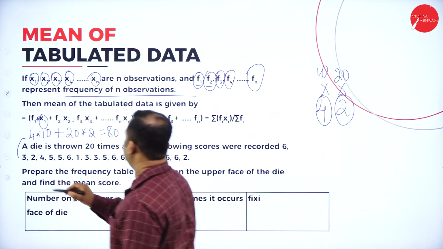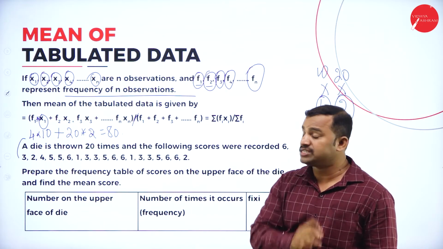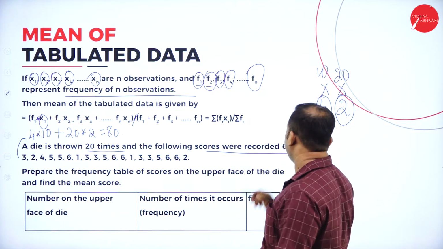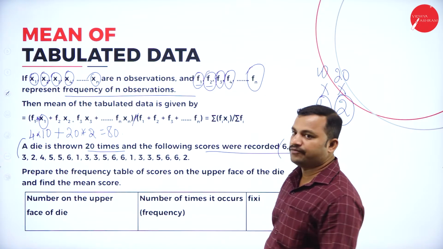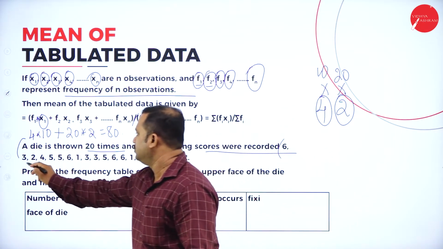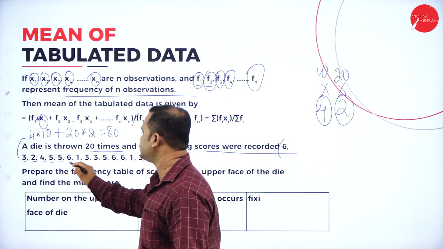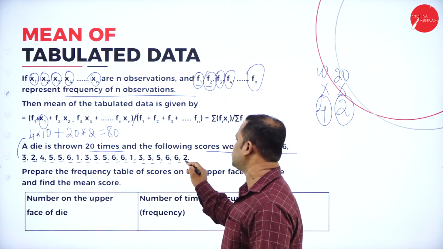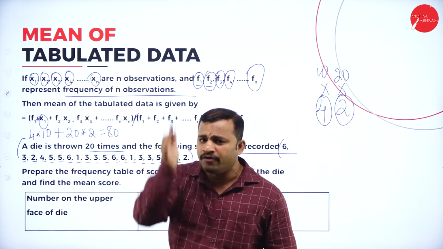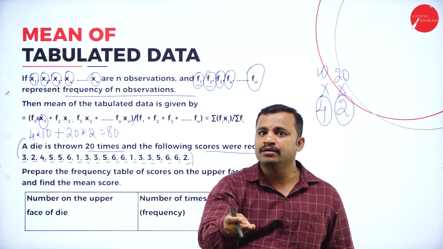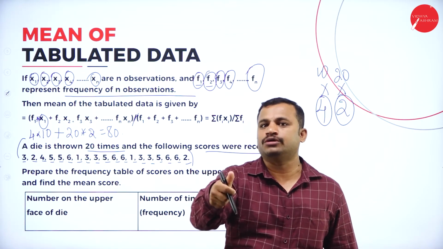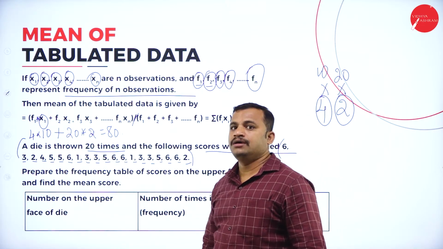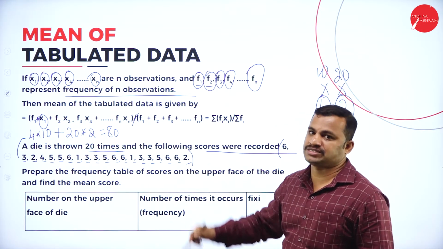Another example: a die which has 6 faces is thrown 20 times and the following scores were recorded. The first time we recorded 6, then 3, 2, 4, 5, 5, 6, 1, 3, 3, 5, 6, 6, 1, 3, 3, 5, 6, 6, 2. These are the observations we noticed when the die was thrown 20 times. We noticed these numbers on their faces.